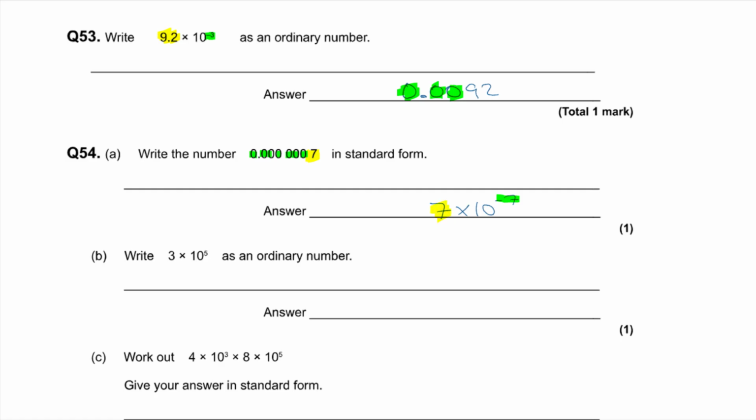Okay, write 3 times 10 to the 5 as an ordinary number. So this is a positive index. When it's 3 times 10 to a positive number, you can write your 3 down, and then you're going to write that amount of zeros following it. It's going to be 0, 0, 0, 0, 0, and it's 300,000.